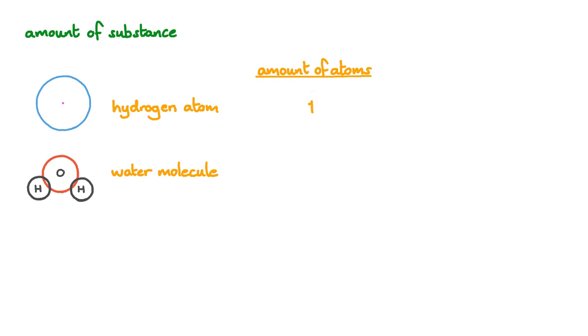Let's have a look at a water molecule to see how amount can change depending on what we're talking about. A water molecule consists of 2 hydrogen atoms bonded to an oxygen atom, so we have 3 atoms in total. But we can also talk about the amount of water molecules. So if we have 1 water molecule, the amount of molecules we have is 1. But we can't say that we have an amount of molecules if we only have a hydrogen atom. An atom is not a molecule, so it simply doesn't make sense. Some measures of amount of substance apply to some substances and not others.